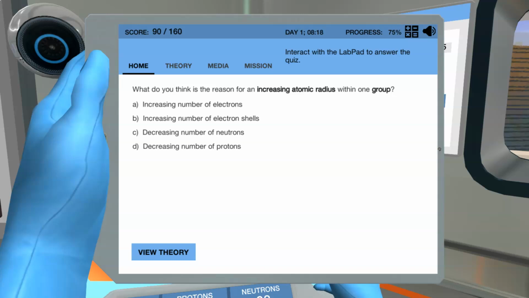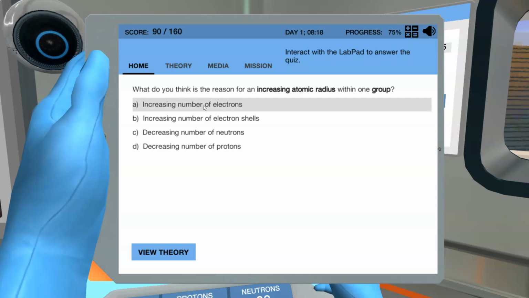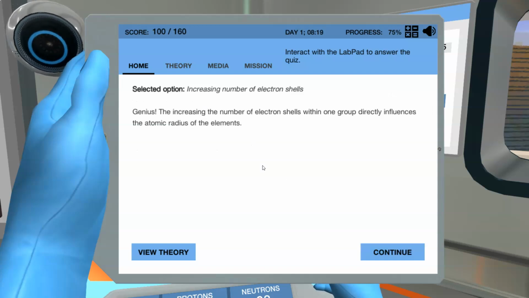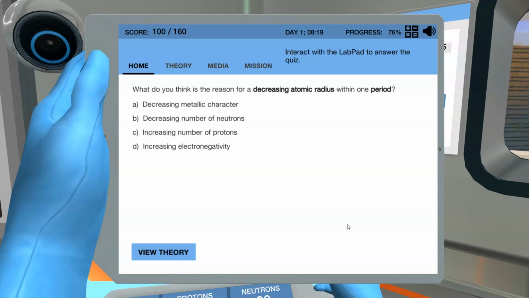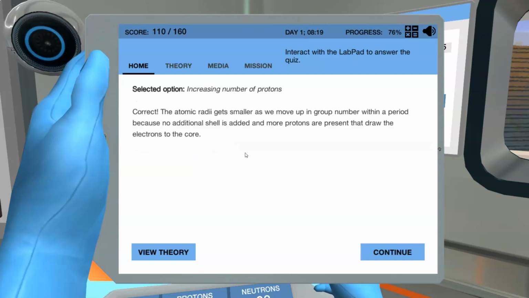What do you think is the reason for an increasing atomic radius within one group? Genius. Increasing the number of electron shells within one group directly influences the atomic radius of the elements. What do you think is the reason for a decreasing atomic radius within one period? Correct. The atomic radii gets smaller as we move up in group number within a period because no additional shell is added and more protons are present that draw the electrons to the core.